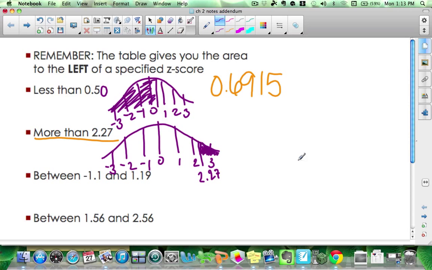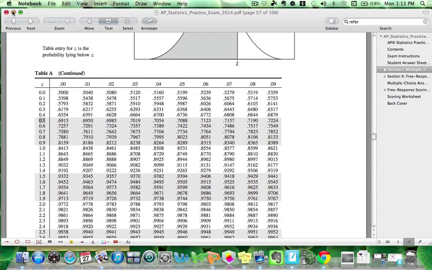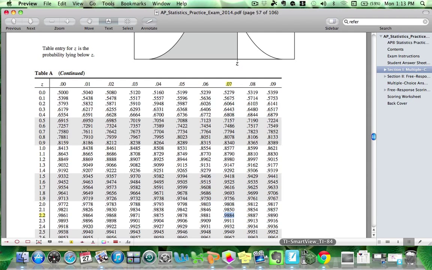And so hopefully you went back to your tables and looked up 2.27. So I see 2.2 down here. And the hundredths place is 0.07, which is right here. And when I match those, it's kind of hard on the eyes, so just be careful. I see 0.9884. So hopefully that's what you pulled off of the tables was 0.9884.